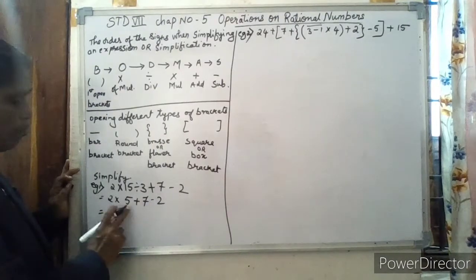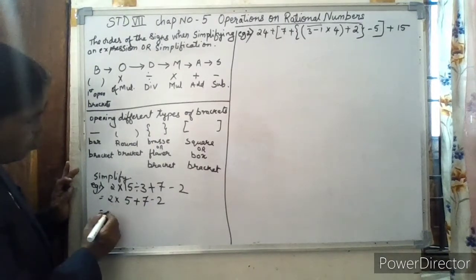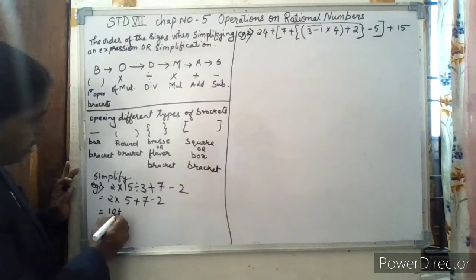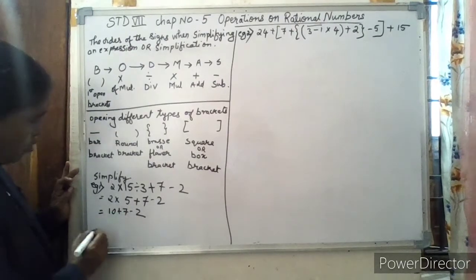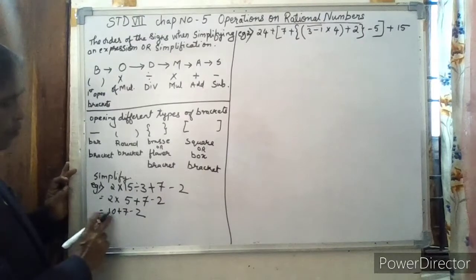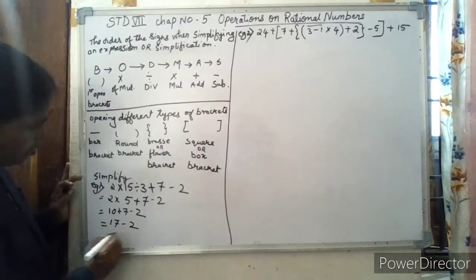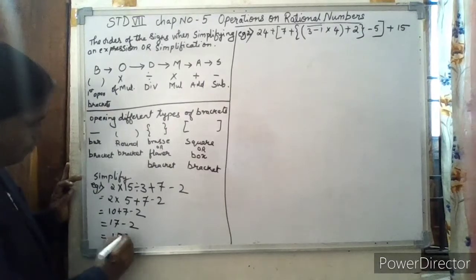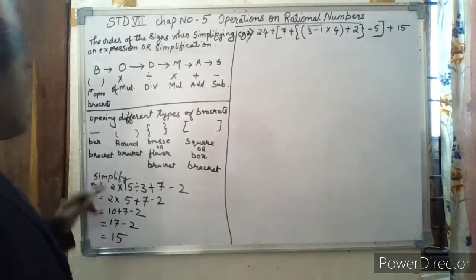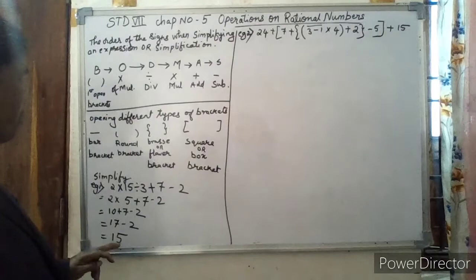So multiplication comes first. 2 5s are 10. 10 plus 7 minus 2. So from left to right, first comes addition. 10 plus 7 is 17. 17 minus 2 is equal to 15. So we have simplified this question.